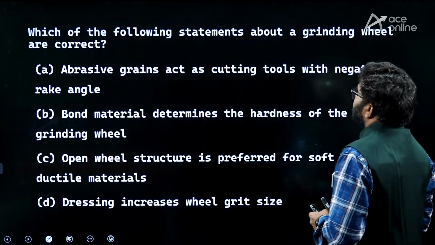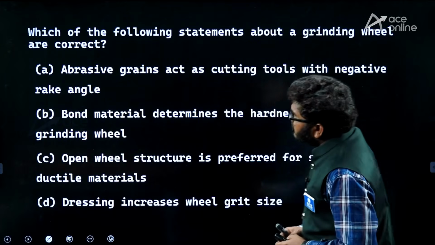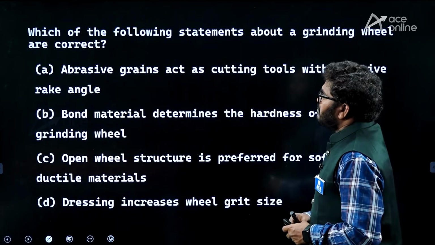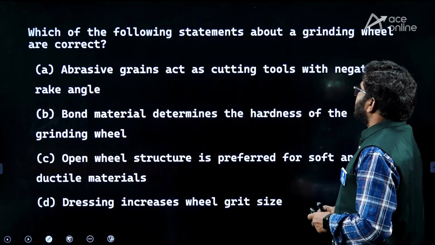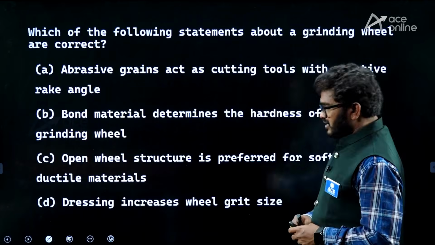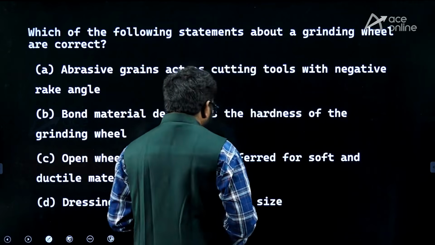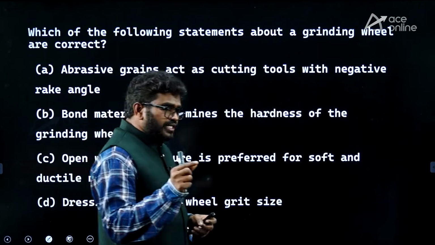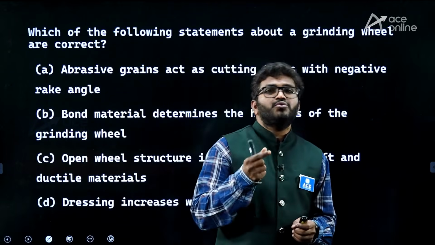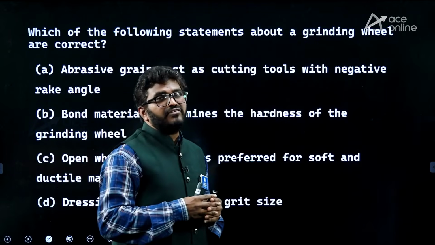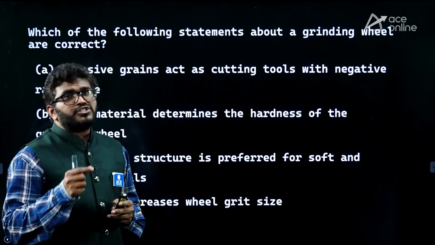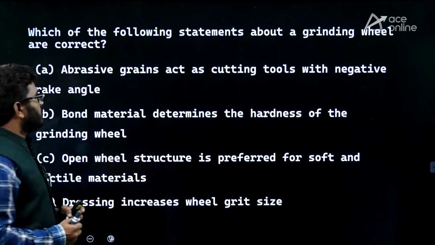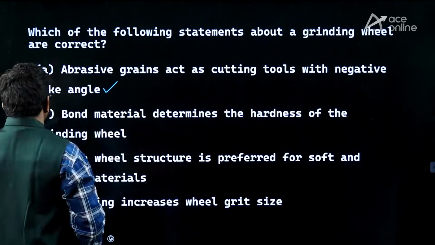Which of the following statements about a grinding wheel are correct? Option A, abrasive grains act as cutting tools with a negative rake angle. Yes. In a grinding wheel, remember, each abrasive particle acts as one tool. It is a multi-point cutting tool, you can say. So each abrasive particle acts as one tool with a negative rake angle. So this is correct.